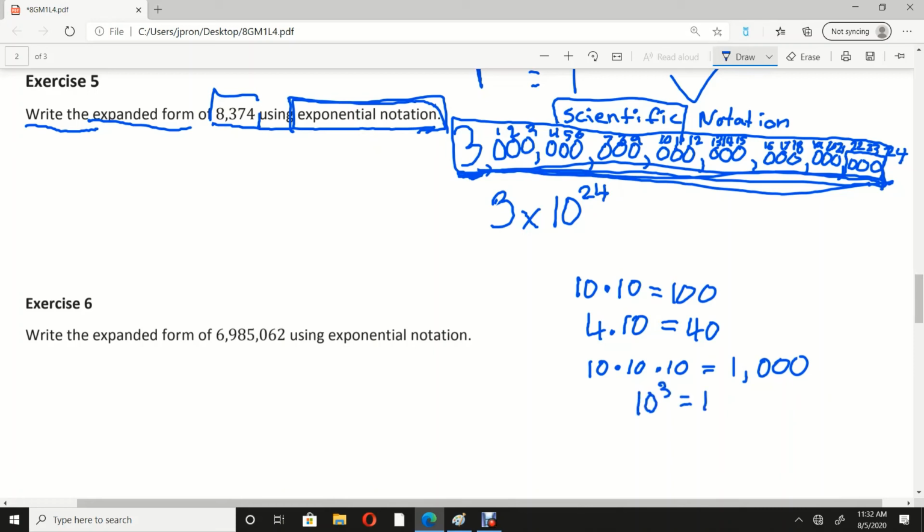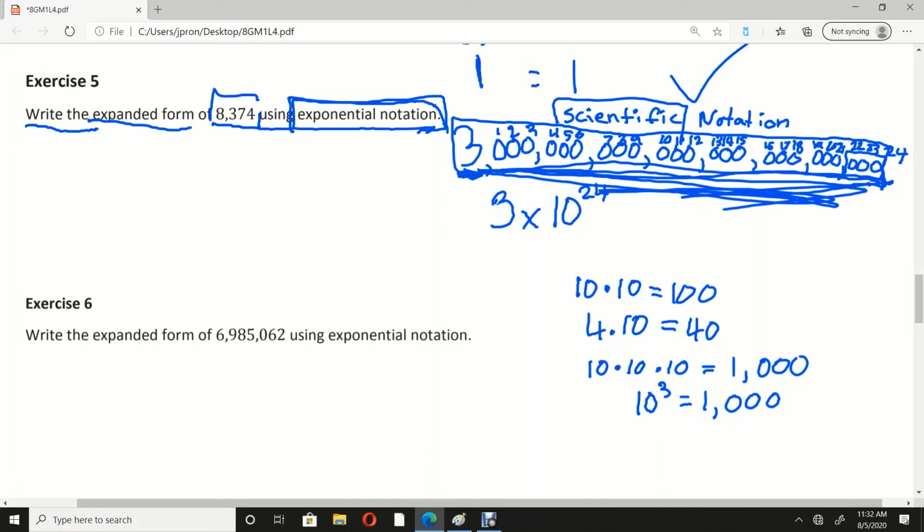So a simple way to write certain numbers, especially really big numbers with a lot of zeros like we have in the septillion, right? We don't want to write 24 zeros out, so we can just write 10 to the 24th.